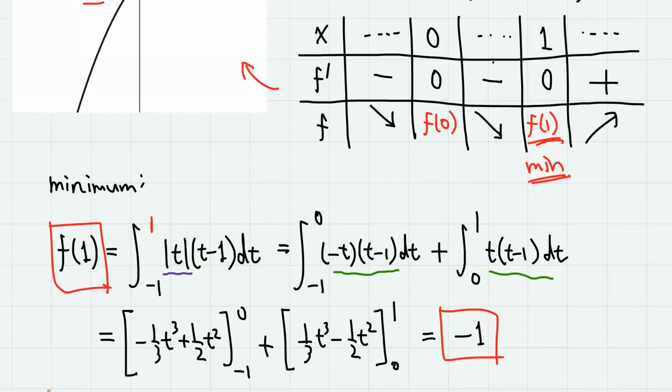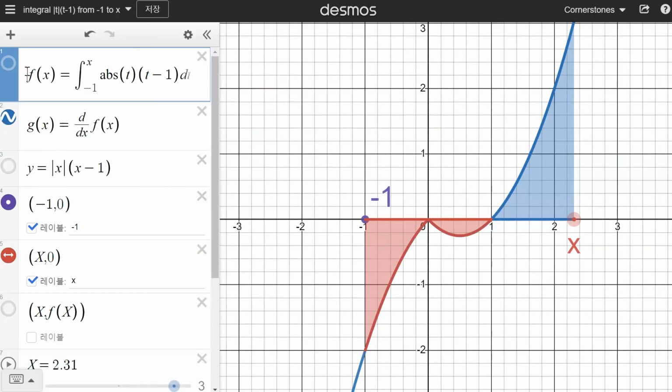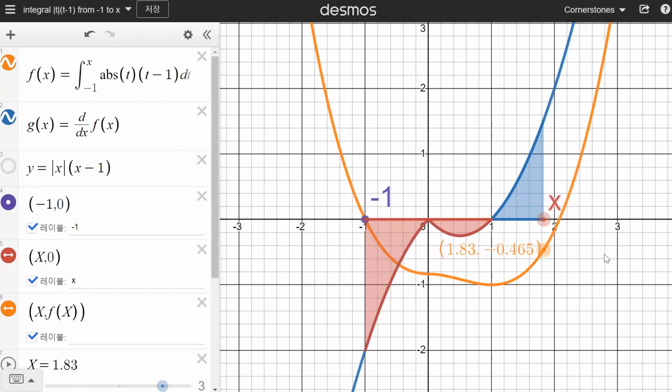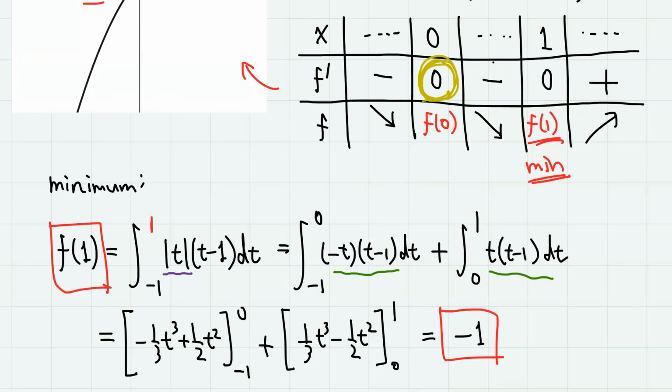Again, we can also plot the graph of f(x) as well, because we can define the function as the definite integral in the Desmos graphing calculator. So yes, Desmos is actually quite a powerful visualization tool. Here's the graph of f(x) given in orange color. The y values of this orange curve are the integral of this blue curve, which is f prime of x, from minus 1 to x. From this graph, you can clearly see that when x is less than 0, the graph decreases and the slope becomes temporarily 0 at x equals 0, as you already saw in this table.